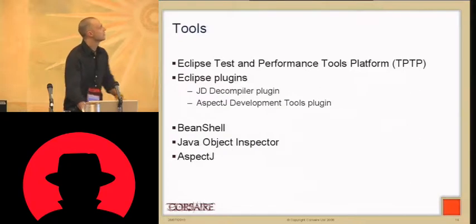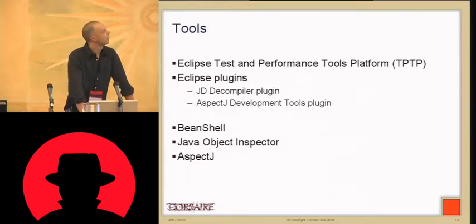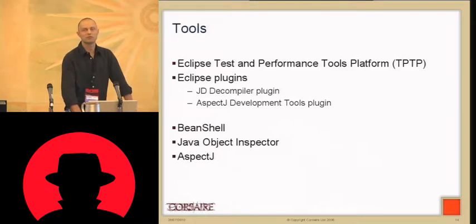The tools I'll be using are the Eclipse Test and Performance Tools Platform, TPTP. That's basically a profiler with some other tools, mainly used just to find out how a Java application runs. And then some Eclipse plugins, the JD decompiler plugin, and AspectJ tools. I still see a lot of people using JAD for decompilation, which really doesn't work. It's many years since it's been updated. JD decompiler is written in Java and it works on the newer JREs. It's released both as a plugin and as a standalone app, and it's quite good.